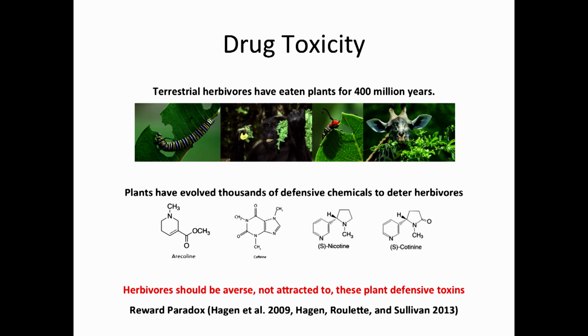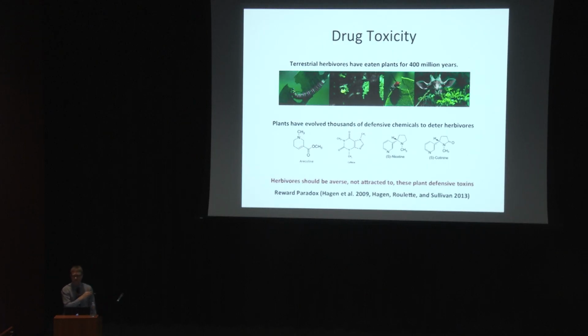So arecoline in betel nuts, caffeine. Most of us in here have probably had caffeine today. This is a defensive plant compound, a psychoactive defensive plant compound, as are nicotine and cotinine. So from the perspective of plant biology and plant-herbivore coevolution, we should be averse to plant drugs, not rewarded or motivated to seek them out. And this has led my colleagues and me to develop this reward paradox. Why are we rewarded to seek out something that evolved to deter being consumed in the first place?